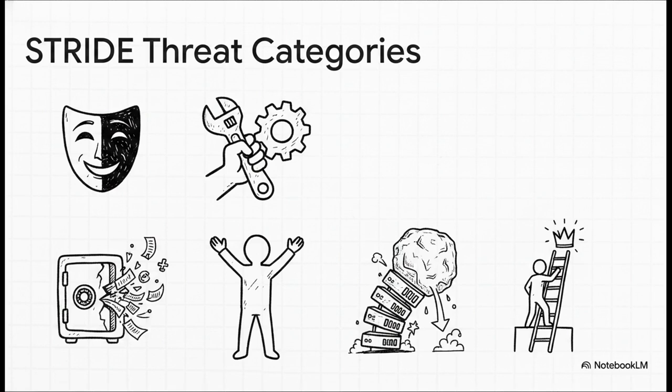Add in repudiation, where they deny doing something malicious, information disclosure to steal credit card data, a denial of service to straight up crash your servers, and an elevation of privilege to make themselves an admin. Boom, you've got a complete, structured checklist to fire up your team's imagination.